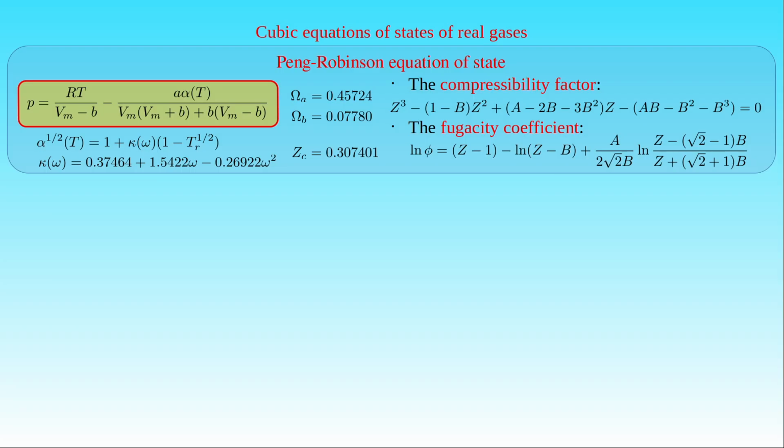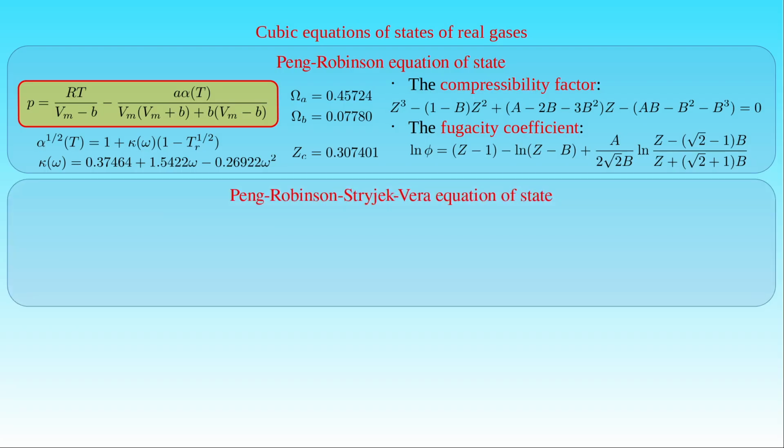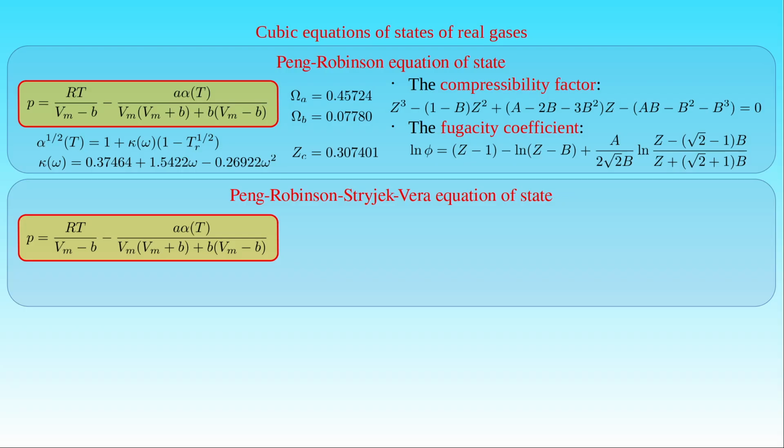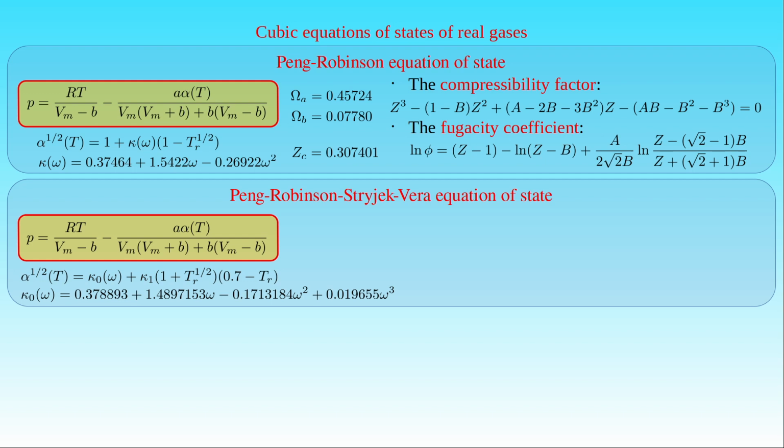In 1986 Stryjek and Vera proposed the following modified version of the Peng-Robinson equation of state to extend the range of its applicability to polar substances. Their equation of state still has the same form as the one introduced by Peng and Robinson, but the square root of the alpha function in the attraction term is defined by kappa naught, plus kappa 1 times 1 plus the reduced temperature Tr raised to the power 1 over 2, times 0.7 minus Tr. In this equation kappa naught denotes a cubic polynomial of the eccentric factor omega, and kappa 1 is an adjustable empirical parameter for each pure substance depending on the reduced temperature Tr.